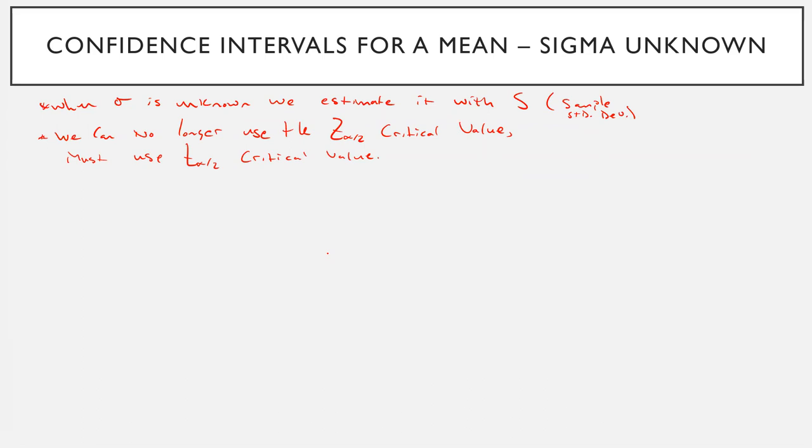I showed you once how to read the t table, and it was really easy, but we're just going to stick with our calculators here. So our new formula is x bar, add and subtract, t of alpha divided by 2 times s over the square root of n. The only thing that's different is we have a new critical value, and we use s instead of sigma.